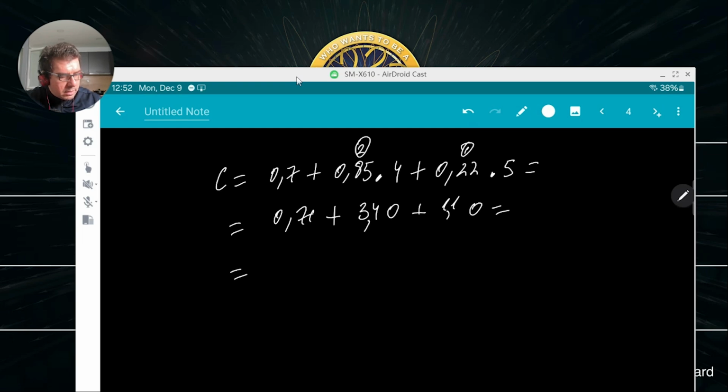So this is like 0.70. 0 plus 0 plus 0 is 0. 1 plus 4 is 5. Plus 7 is 12. 2, we retain 1. 1 plus 3 is 4. Plus 0 is 4. Plus 1 is 5. 5.20 USD. Okay, this is the answer.